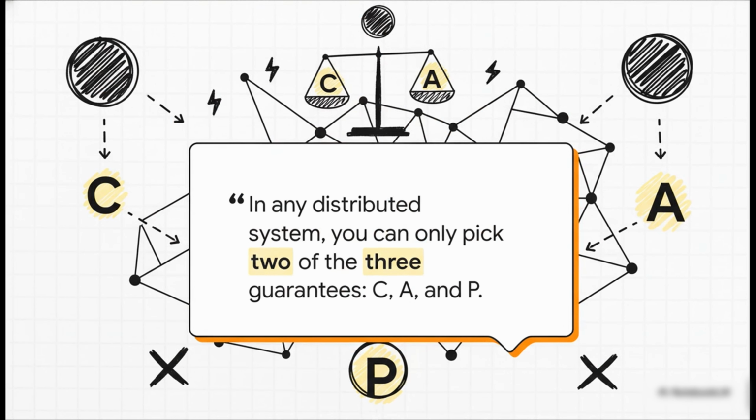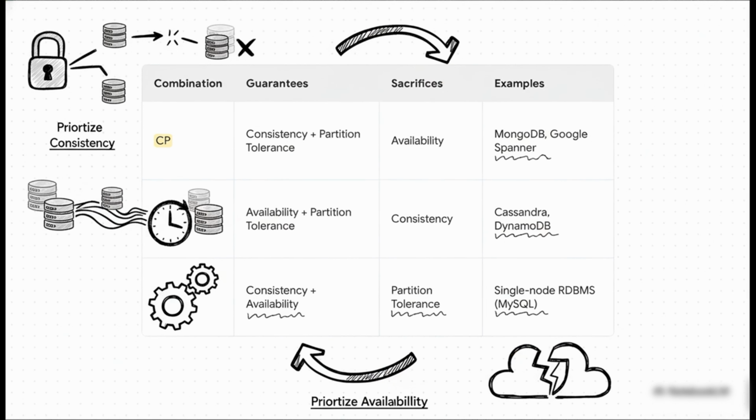And here it is, the theorem itself, the big trade-off. In any distributed system that has to deal with network failures, which is all of them, you can pick only two of these three things. Since we just said partition tolerance is not optional, your real choice is between consistency and availability. You can be consistent, or you can be available when the network breaks. You cannot be both. So let's look at what these choices actually mean.